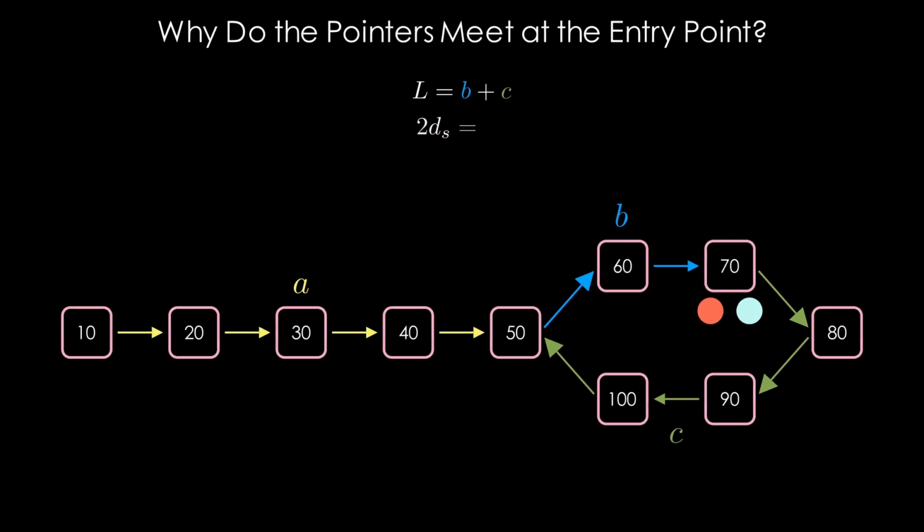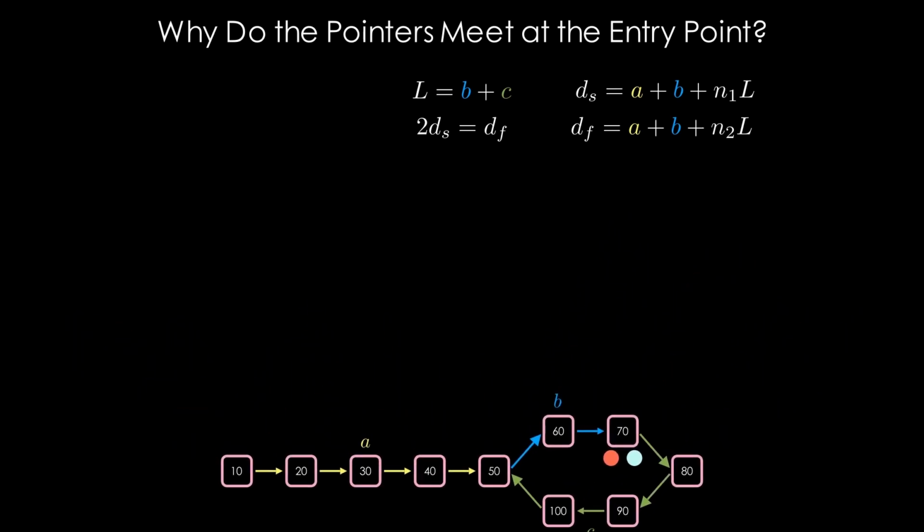Since the fast pointer always moves twice as fast as the slow one, by the time they meet, the fast pointer has covered exactly twice the distance. The slow pointer's total distance, ds, is equal to A plus B plus a certain number of loops around the cycle, and we call this number n1. The fast pointer's distance, df, is that same A plus B plus a different number of trips around the cycle. This number we call n2. Let's move the diagram out of the way and work through the math.